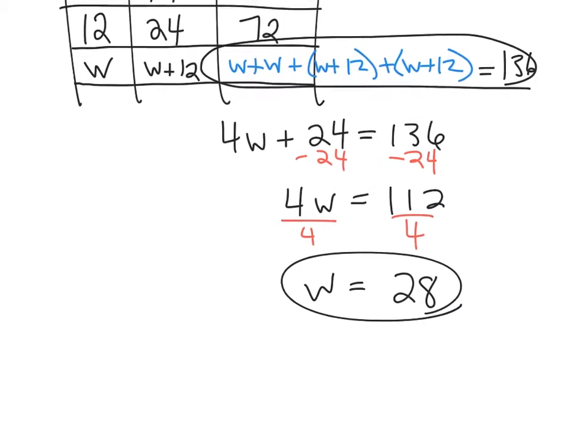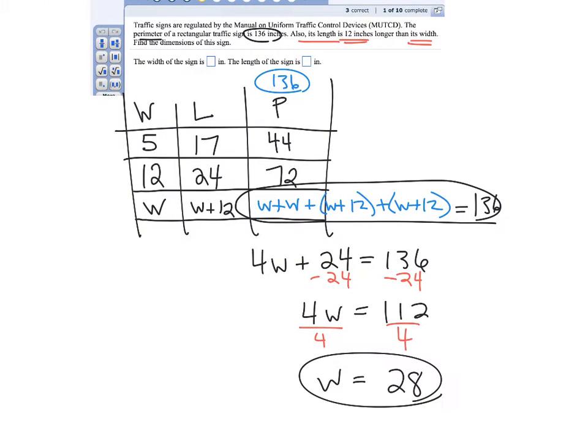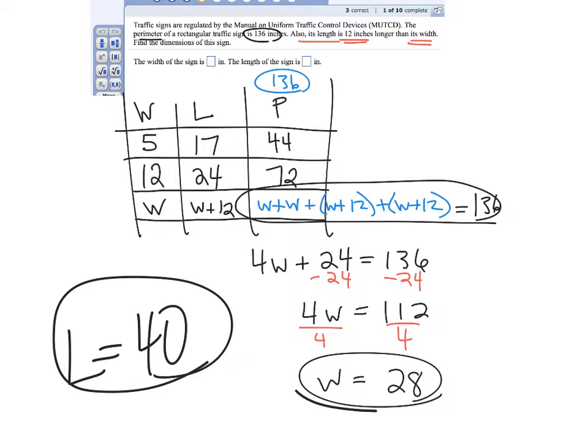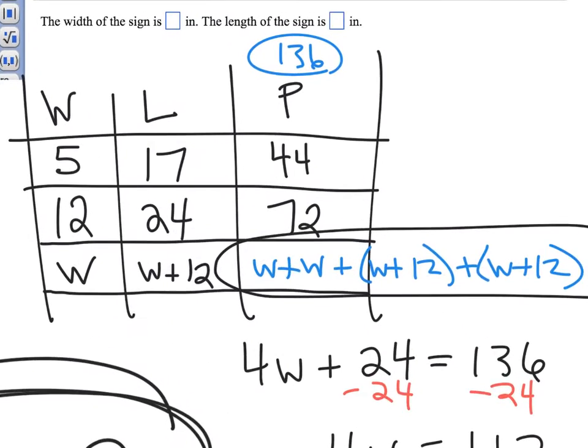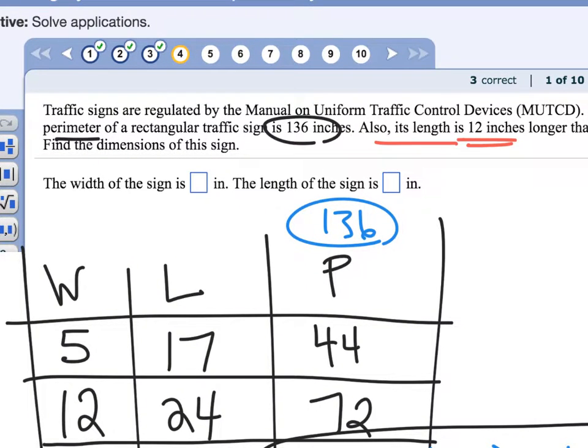Well, if we know that the width is 28, what does that mean the length has to be? Well, it has to be 12 inches longer. So that means the length is going to be 40, because 28 plus 12 gives us 40. And there are our 2 measurements. Now you got to remember, you got to pay close attention and make sure you put the width in and then the length, and don't get them swapped around. So in this case, what was it? 28 and 40.